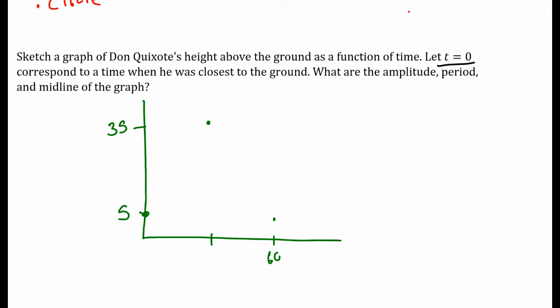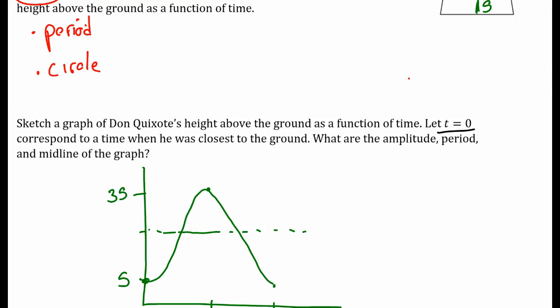So, is this a sine curve or a cosine curve? Well, I see that hill there. That hill is letting me know that it's a cosine curve. The midline is in the middle. What is the midline of this function? Well, I need to be halfway between 35 and 5. So what puts me halfway?